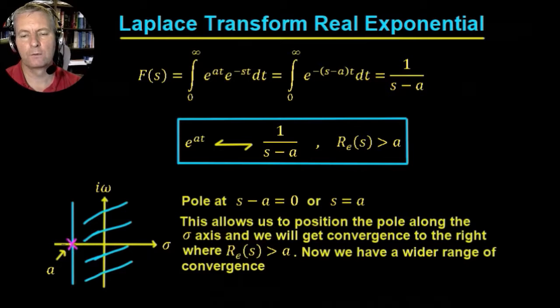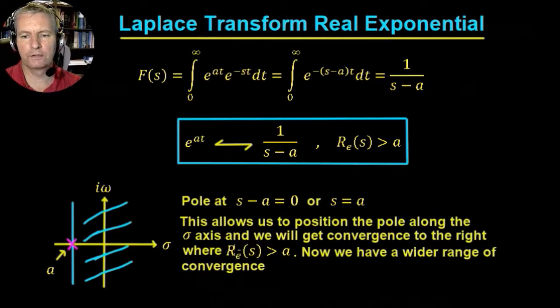So it means that we can ensure that the Laplace transform will converge for all real values of s greater than a. So really what we're saying is that if the sigma value is greater than a, then everything in that area there will converge. Of course, everything to the left of it will still diverge. There won't be any convergence.